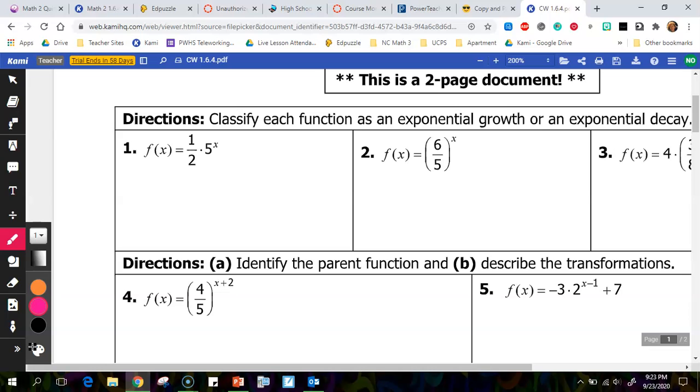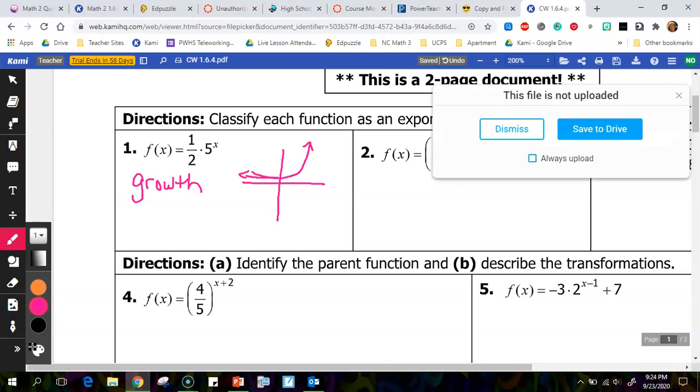But this one is exponential growth because you have a b that is greater than 1. Actually, you would multiply the 1/2 times the 5, and that's still greater than 1. So this is growth. And then your graph would look something like that. This wouldn't go up like that. It would go more like that.